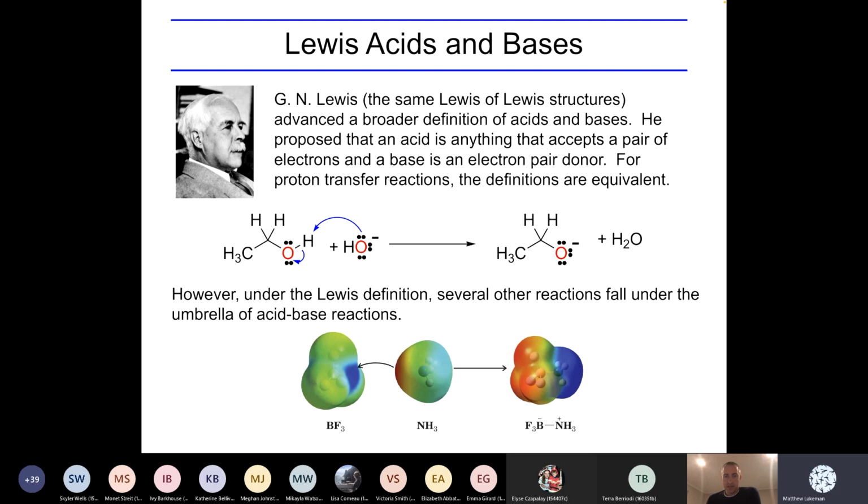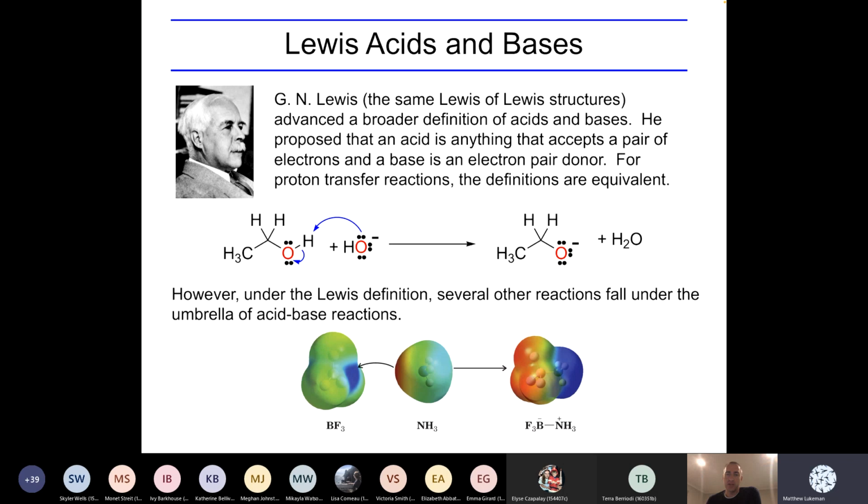Lewis acids and bases is another definition of acids and bases. Up to this point, we've only been using the Bronsted-Lowry definition, and that's the definition of an acid as a proton donor and a base as a proton acceptor. Lewis, who's the Lewis structure guy, proposed that an acid could be anything that accepts a pair of electrons, and anything that donates a pair of electrons would be considered a base.